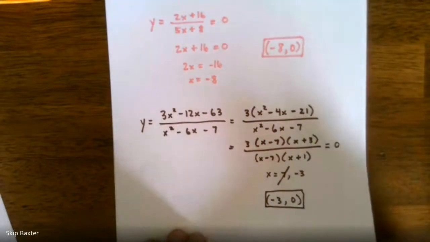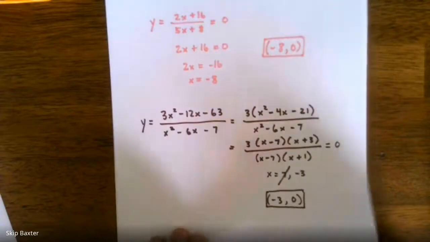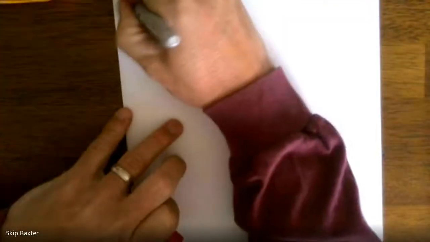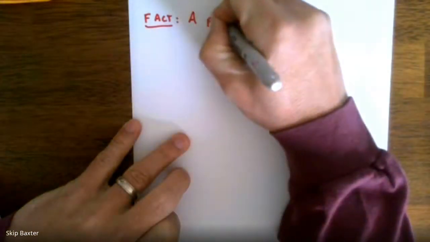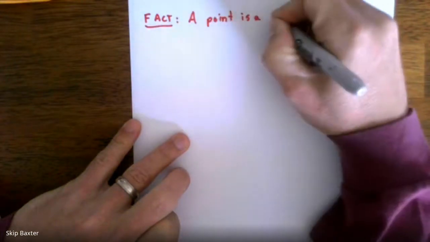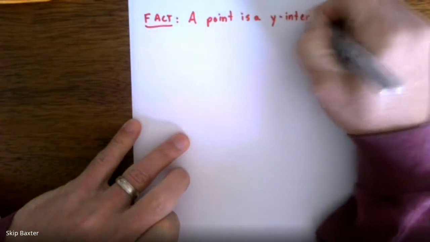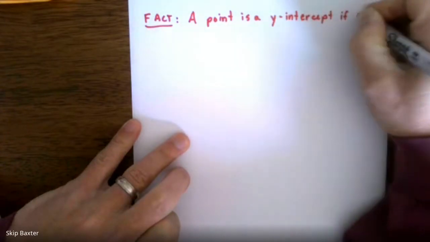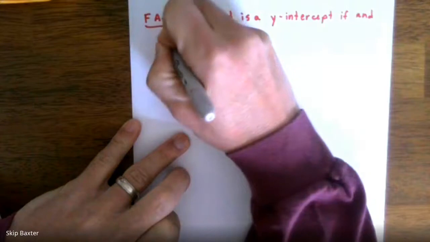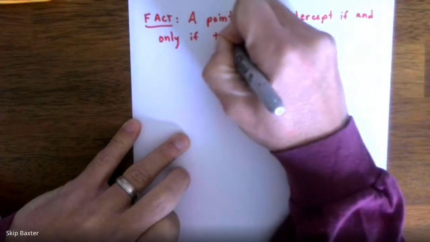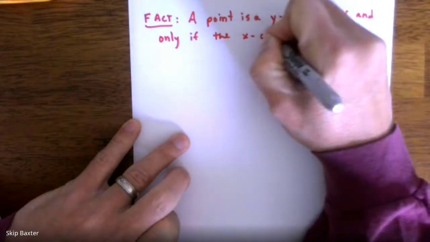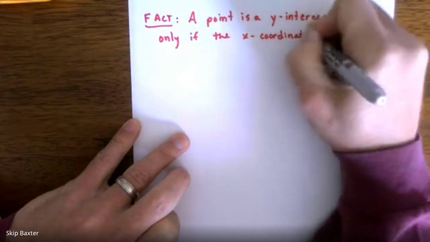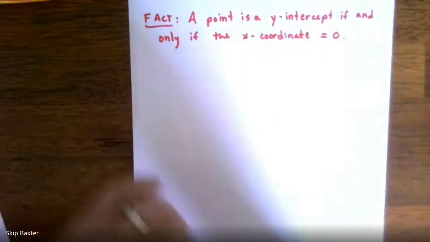Okay? The next thing then is to find y-intercepts. And the idea is exactly the same. All right? So here's a fact. A point is a y-intercept if and only if the x-coordinate is 0. Right? Same idea.